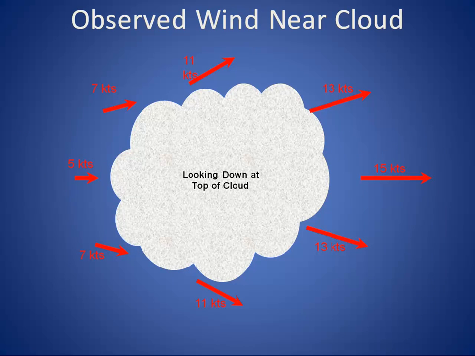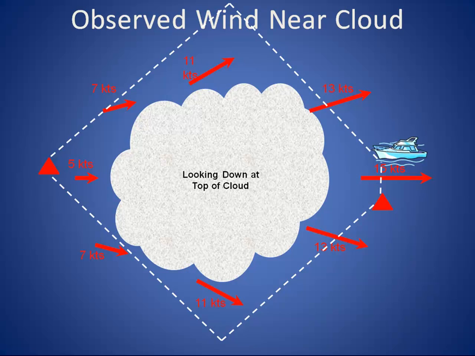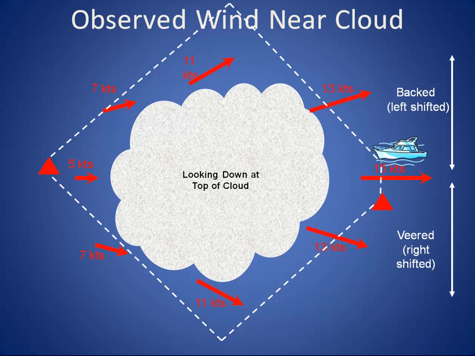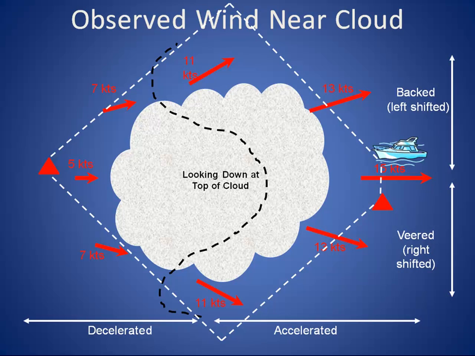Now, if we reapply the race course, you can see how this could affect the course you decide to sail. So looking upwind on the right side of the course, the wind is backed, or what some will call left shifted, while the wind on the left side of the course is veered or right shifted. And there's also an important effect on speed. If we again look upwind, you can see that the wind near the front side of the cloud is stronger than the wind near the back side of the cloud.